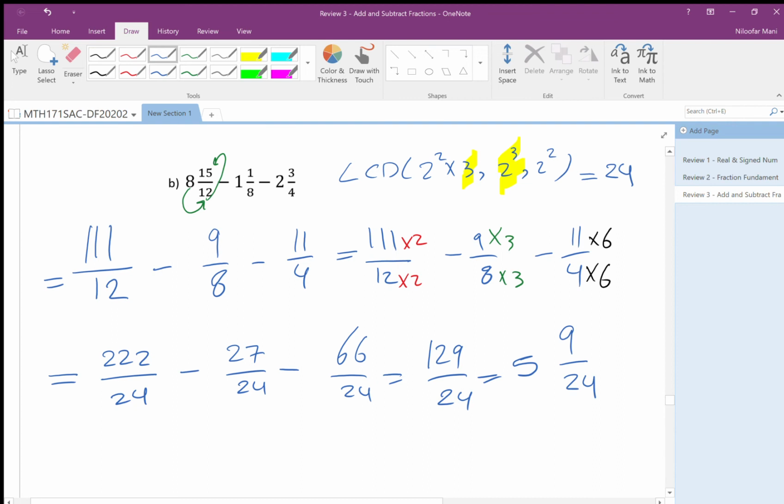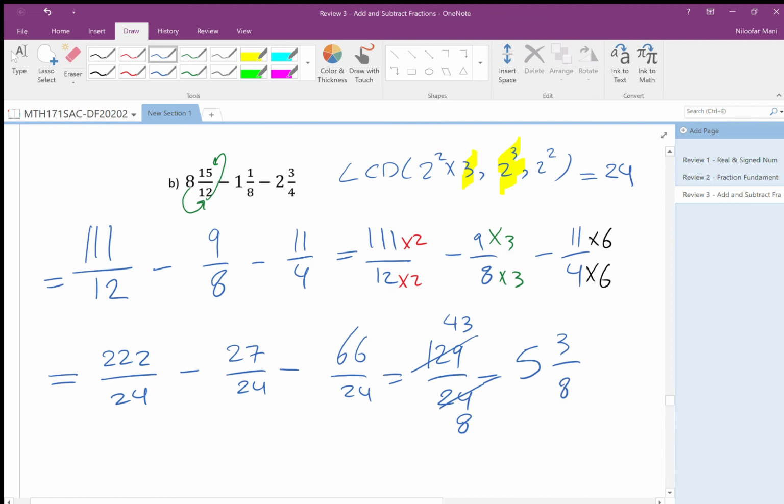Here I am able to cancel, to simplify. Okay, so 129 divided by 3. So here I can say, okay, so I do this 43 and I do this 8. Okay, so I just change this and then I do divided by that. So it's 5 and what is left, 3 over 8.